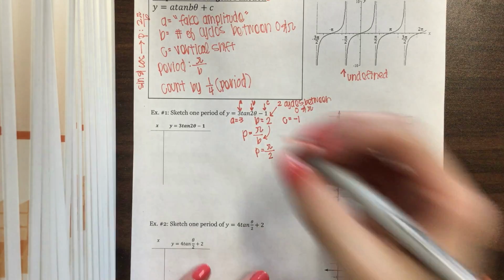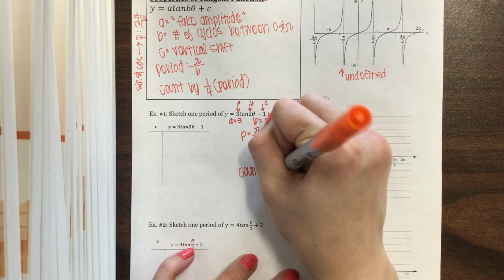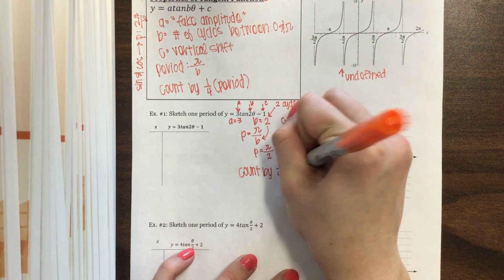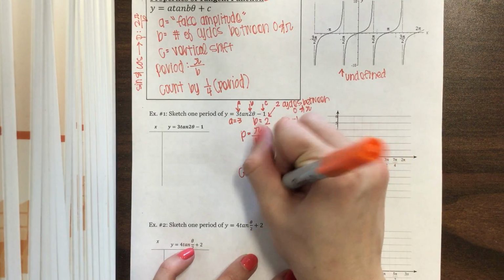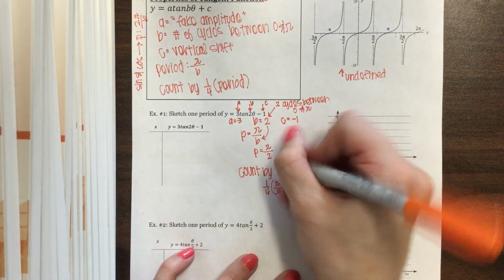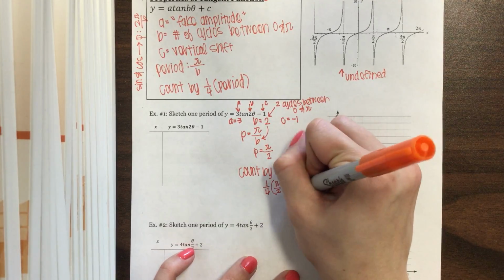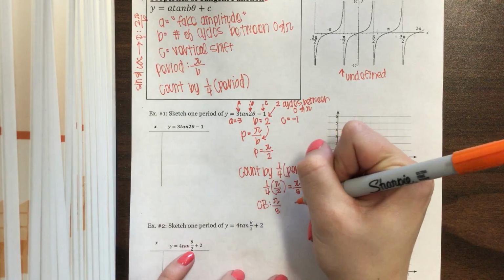Okay, we're going to count by 1/4 of the period. So that's going to be 1/4. My period is pi over 2. So 1/4 of pi over 2. And if I just multiply this out, that's pi over 8. So I'm counting by pi over 8.